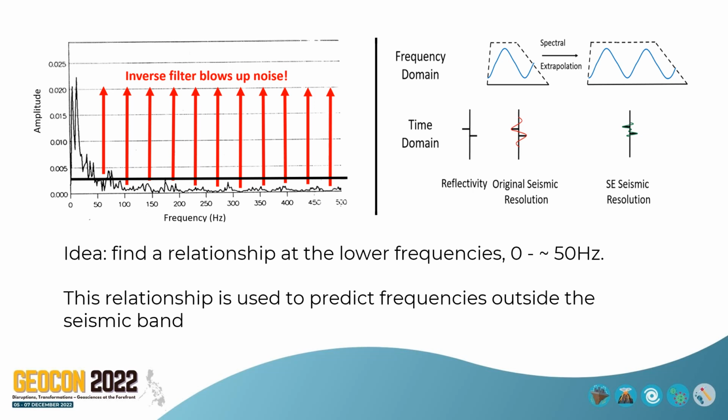Here we discuss how spectral extrapolation works. Basically, it uses the seismic band to predict frequencies outside the seismic band. For this, we need to find a relationship at the lower frequencies. This relationship is used to predict the frequencies outside the seismic band. In this case, for the 2D land data, 5 to 50 Hz was used to predict the frequencies outside the seismic band. After the application, it extends the frequency domain response far outside the wavelet band.